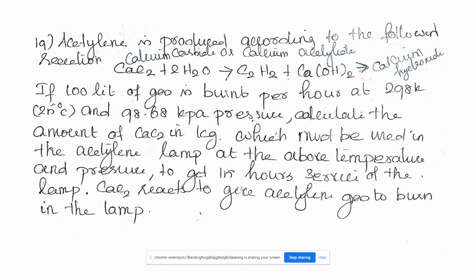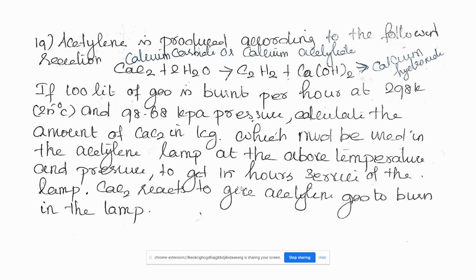So once again I repeat. Acetylene, that is C2H2, is produced according to the following reaction: calcium carbide reacts with water to give you acetylene and calcium hydroxide. If 100 liters of gas is burnt per hour at 298 Kelvin and 98.68 kilopascal pressure, we have to calculate the amount of calcium carbide in kgs which must be used in the acetylene lamp at the above temperature and pressure to get 15 hours of service of the lamp. Calcium carbide reacts to give acetylene gas to burn in the lamp.